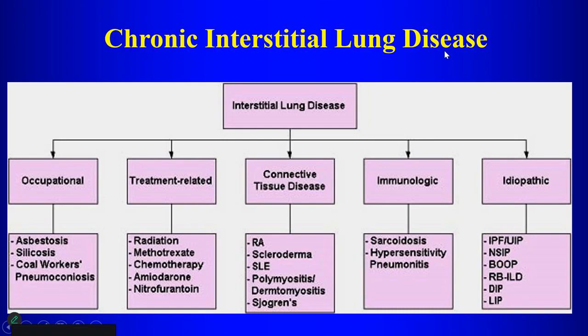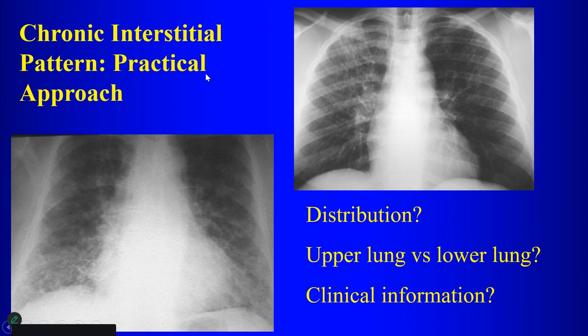Now, when we go on to chronic interstitial disease, there are many complicated ways of categorizing it, right? So this is typical from a medicine textbook, but we don't want to do it this way. We want a more simplified approach. So when we're dealing with the chest radiograph and chronic interstitial disease, I think the easiest way to start is the distribution.